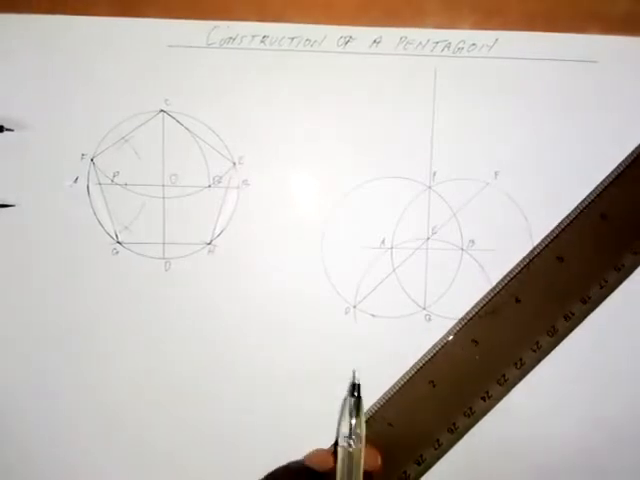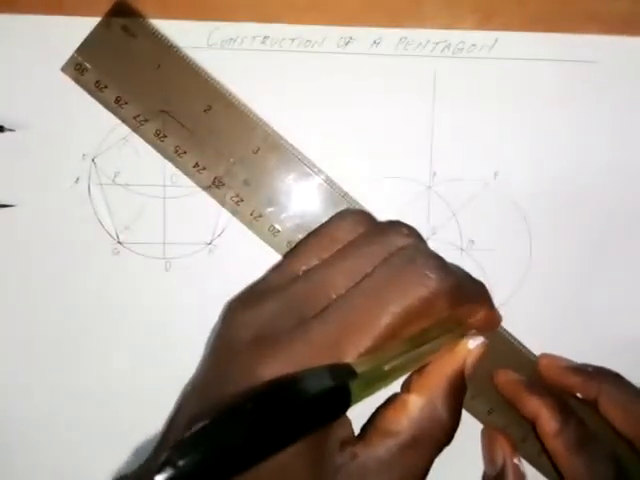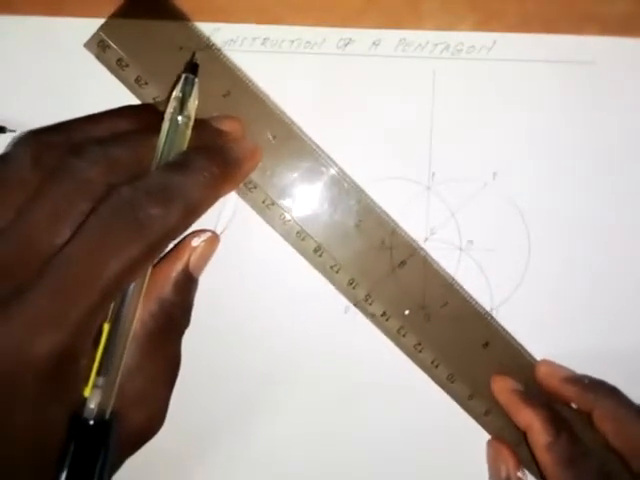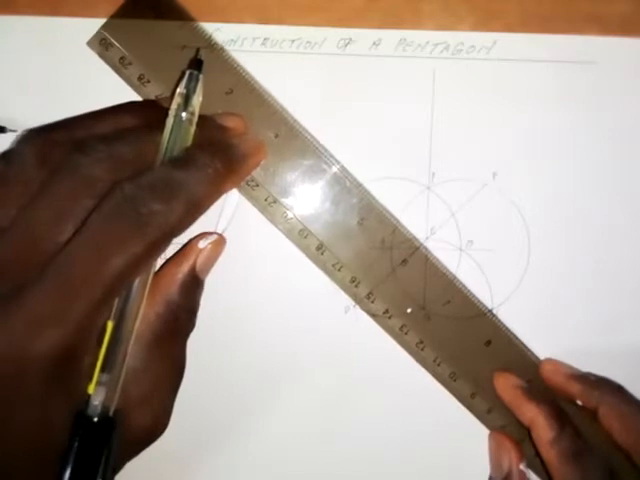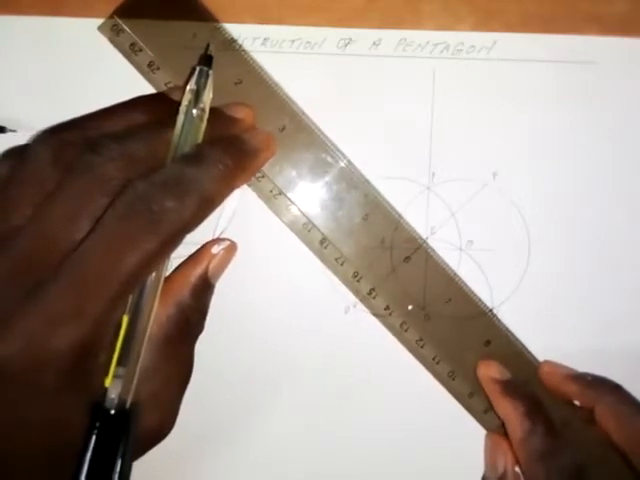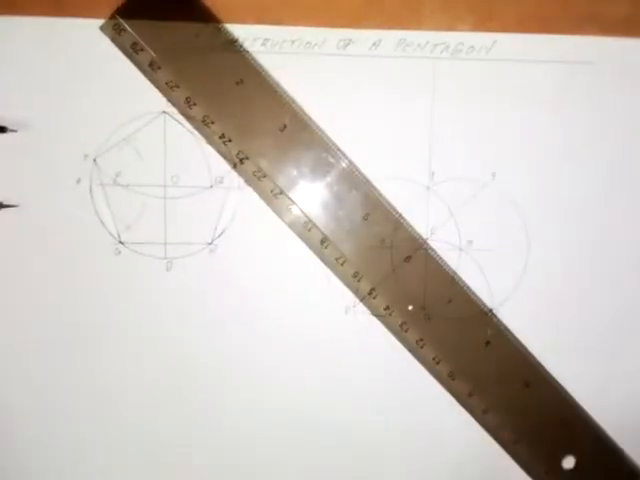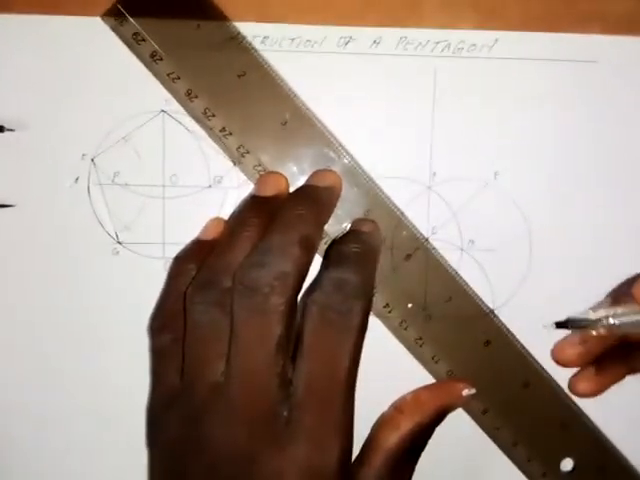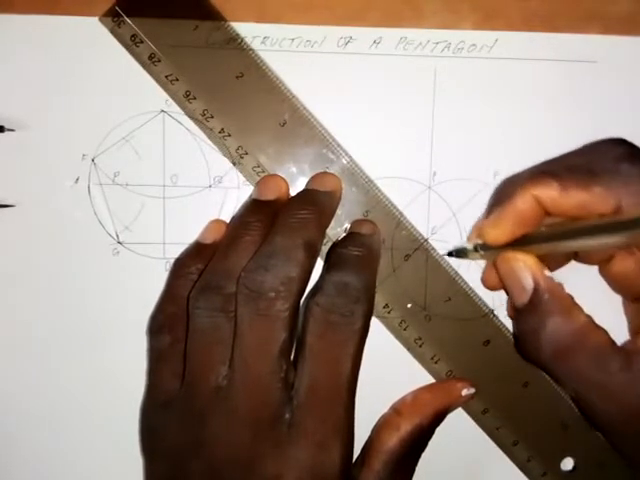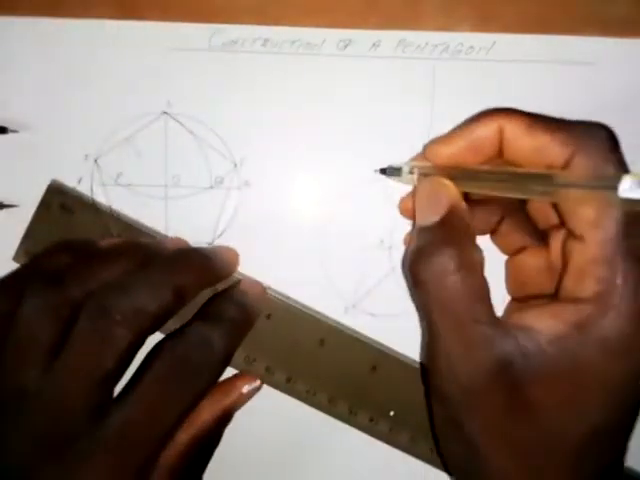Okay, so next, from point C, draw a line passing through point E and meeting the circle at point G. So it goes like this, meeting the circle at this point. So this is point G.